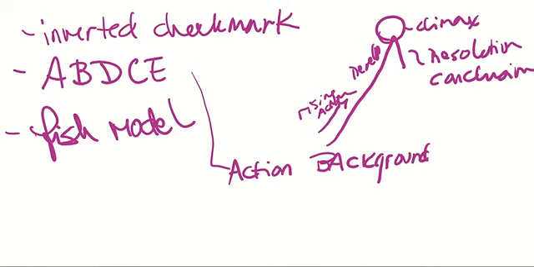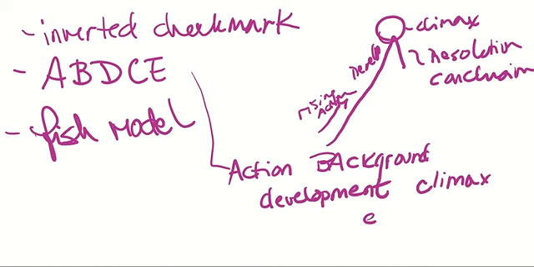So something happens, and then you get some background on why it happened, what led to it, etc. D is development. So that's like the rising action here, right? So you're learning more, the story is developing, things are happening. C then is climax, and E is ending, right? So ABDCE and the inverted check mark are very similar, except this model gives you a little bit more room for that background and development than the inverted check mark model does.